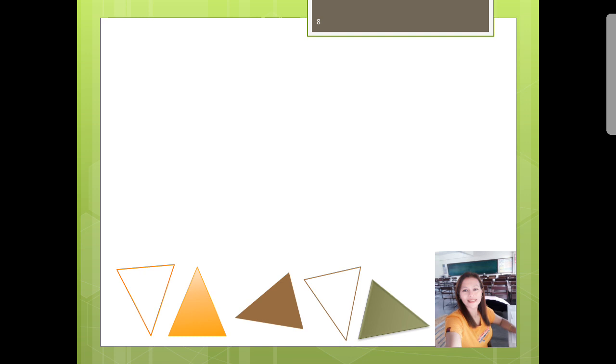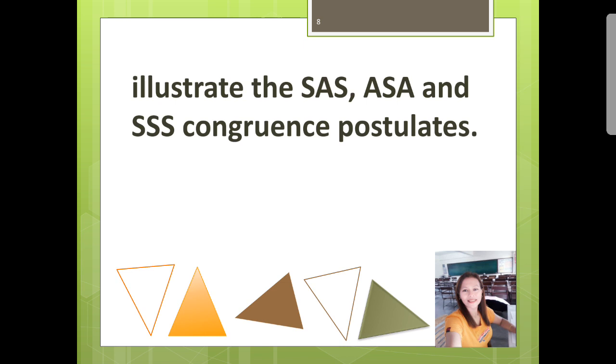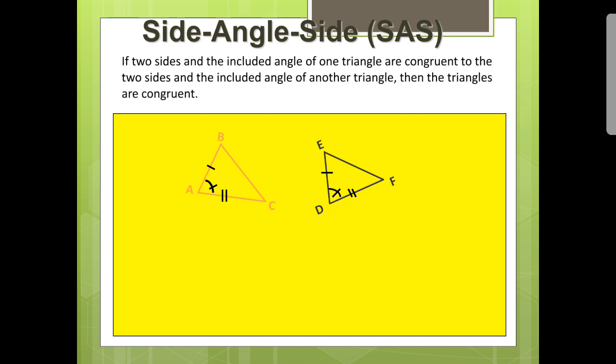So at this point, we're going to proceed to our lesson. Illustrate the side, angle, angle, and side, congruence postulates. Let's start with the first one. Side, angle, side, same as SAS. If two sides and the included angle of one triangle are congruent to the two sides and the included angle of another triangle, then the triangles are congruent.